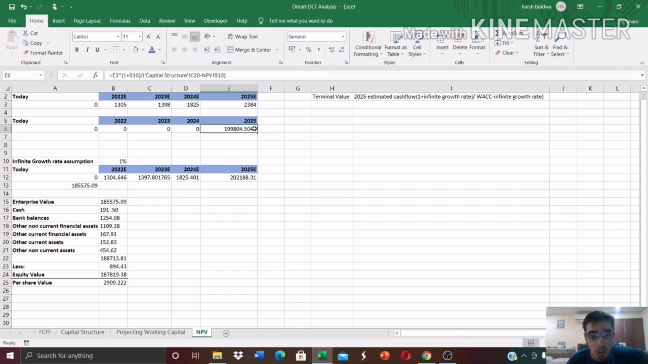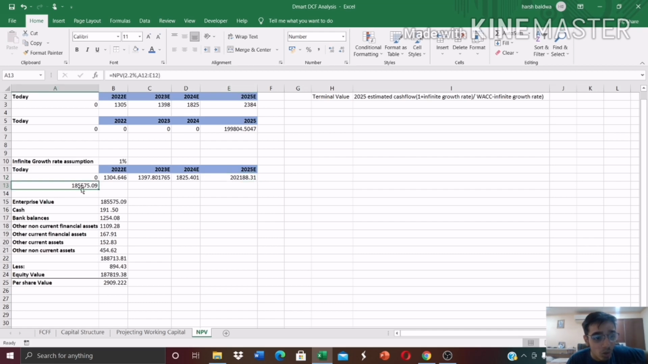199804 crores. So what you have to do is simply add this and this, add both these values and get the total of them, and now discount these to present, that is today.